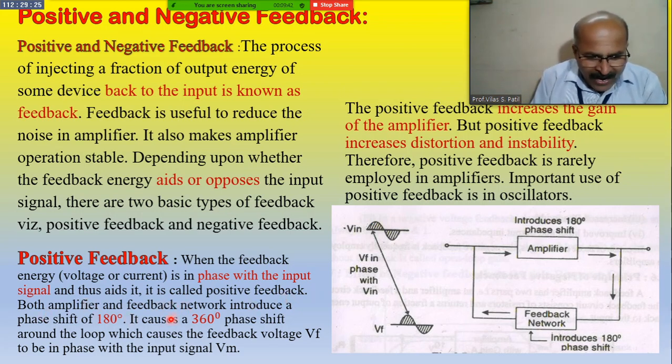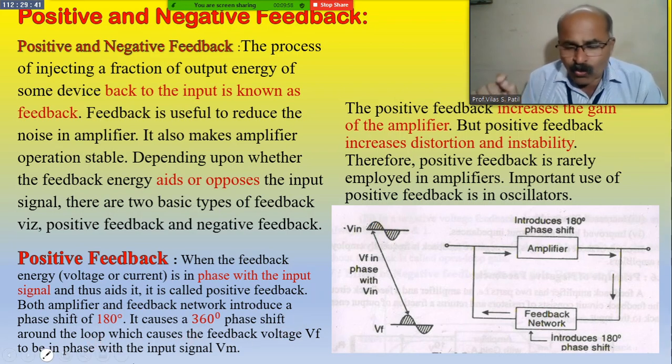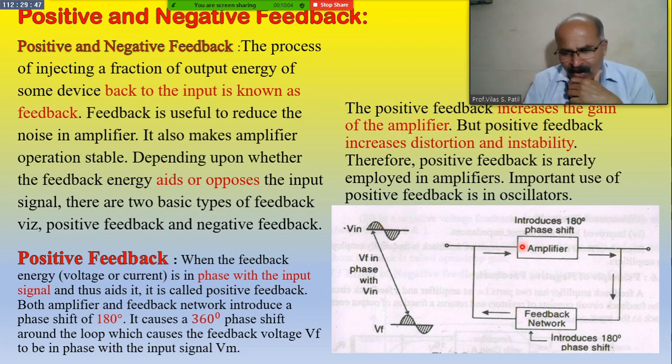Both the amplifier and feedback network introduce one phase shift of 180 degree. मी या डायग्राम वरून सांगणार आहे. And it causes 360 degree phase shift around the loop, then that feedback voltage will come in phase with the input. See here, मित्रांनो, हा इनपुट आहे. इनपुट कुणाला दिला? एम्प्लिफायरला दिला. एम्प्लिफायरनं काय केलं? एम्प्लिफिकेशन केलं ना आउटपुट दिला.